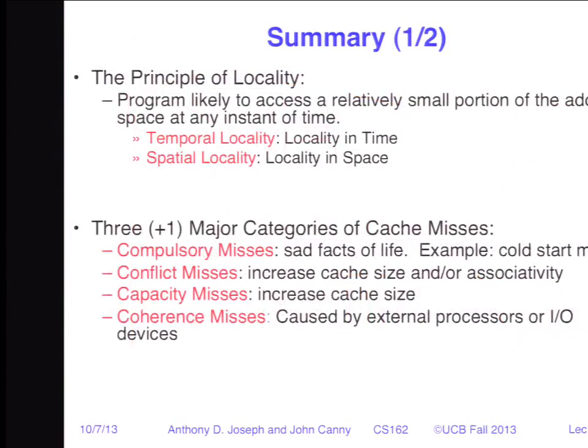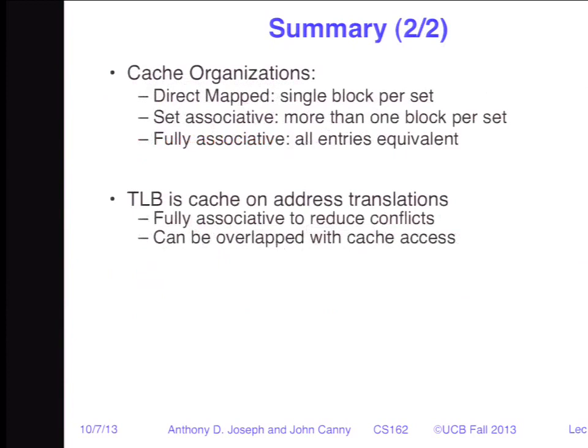Okay? So in summary, the principle of locality is why all of this works. We have temporal locality, we have spatial locality in our programs. There are 3+1 different types of misses: compulsory, conflict, capacity, and coherence misses. And we looked at 3 different cache organizations: direct, set associative, and fully associative. And the TLB is just a cache of address translations. And we can look up in parallel with our actual lookup in the cache. Okay? See you on Wednesday.